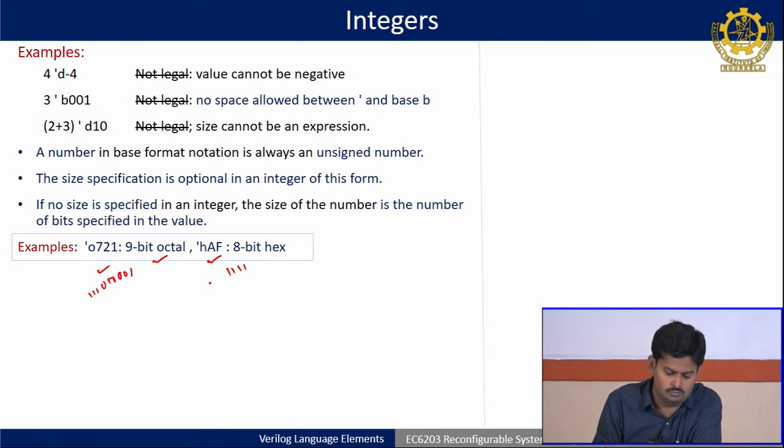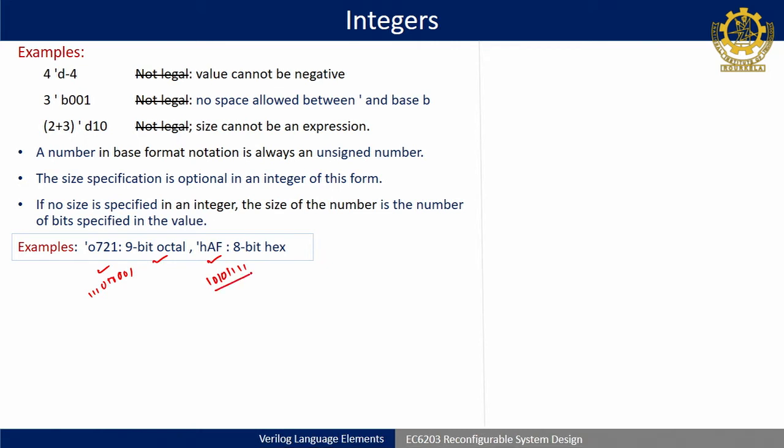10 is 1010, so it is becoming 8 bit. If the size in square brackets is optional, you can put any size depending upon whatever value will evaluate. Depending upon that, the simulator will find out its final size.